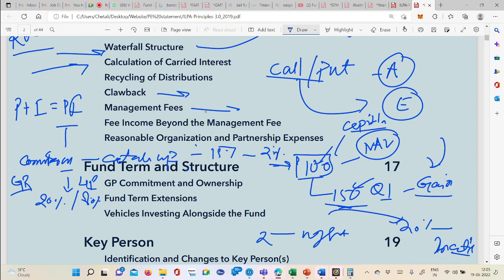Apart from that, the reasonable organization and partnership expenses. This is a very important one. Every expense we record in the books of the partnership. That's what we are here for: to record the expenses on a daily basis in the books of the fund.